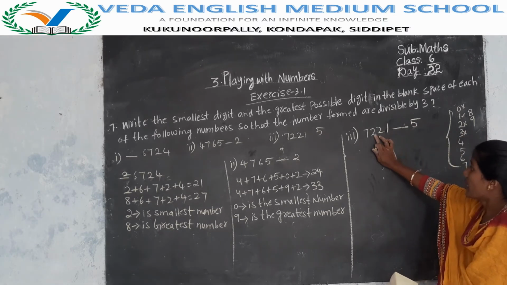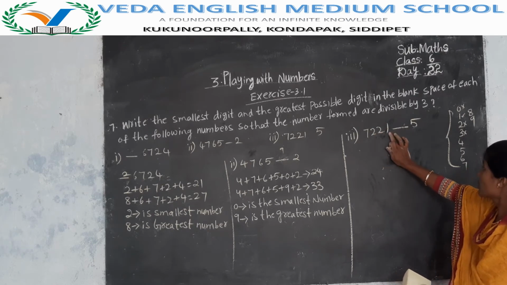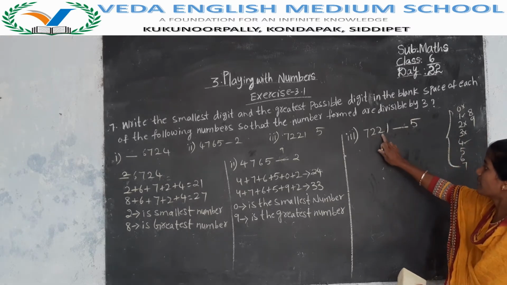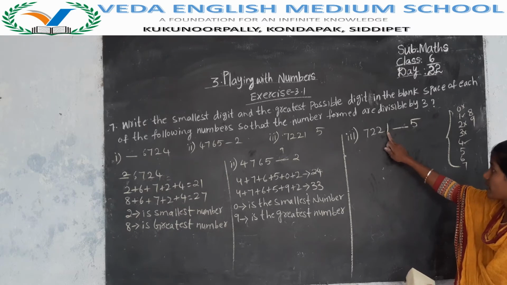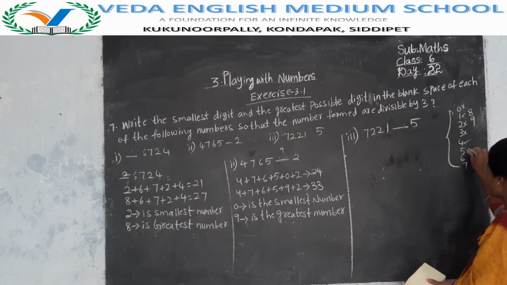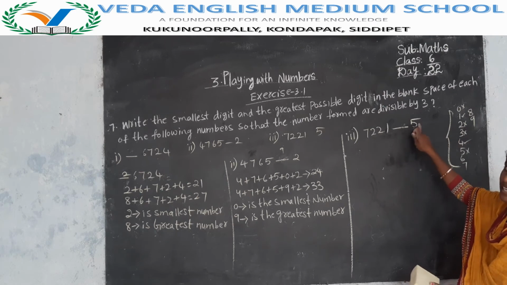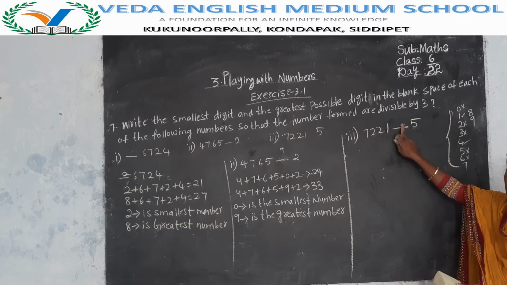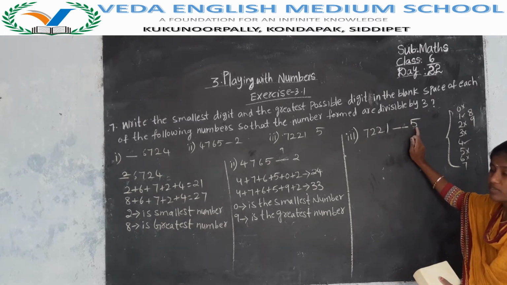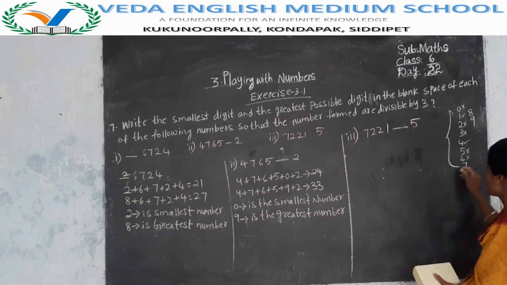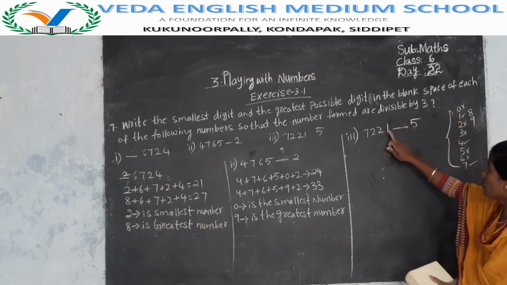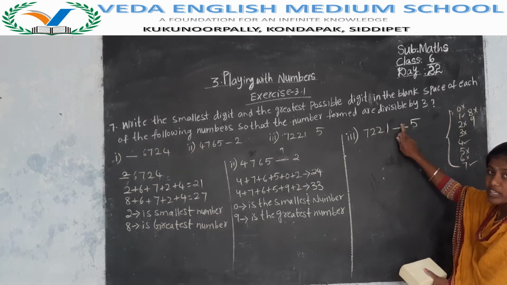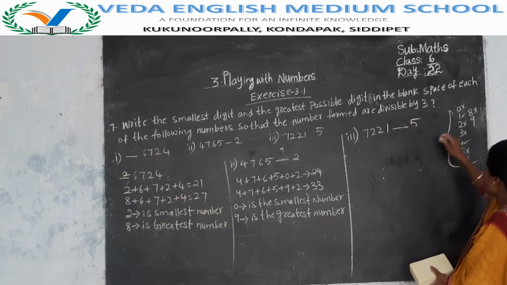Next, 4. 12 plus 4, 16, 16 plus 5, 21. With 4 there is a possibility. 12 plus 5, 17, 17 plus 5, 22 is not divisible by 3. Next, 12 plus 6, 18, 18 plus 5, 23 is not divisible by 3. Next, 7, 12 plus 7, 19, 19 plus 5, 24, 24 is divisible with 3. Next, with 8, 12 plus 8, 20, 20 plus 5, 25, it is not divisible. 12 plus 9, 21, 21 plus 5, 26, 26 is not divisible.